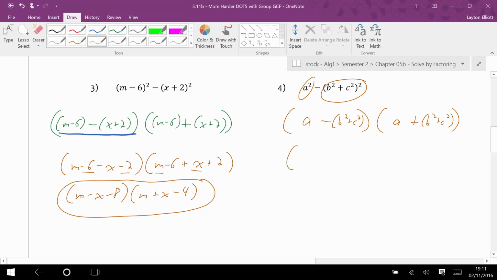Then if I distribute the negative, I get a minus b squared and minus c squared. And if I distribute nothing, because there's just a plus 1 to distribute, it's just a plus b squared plus c squared. And that's done. I know it looks like that can factor more, but it really can't.